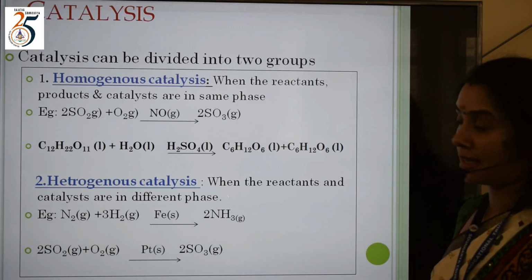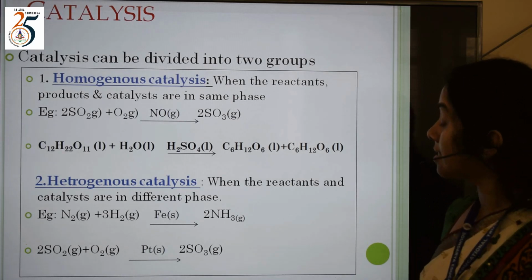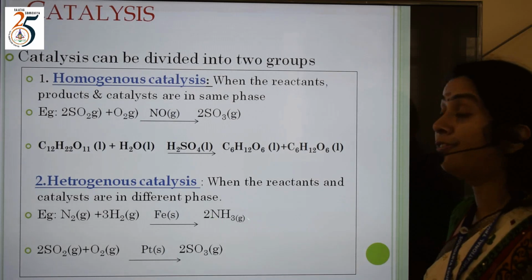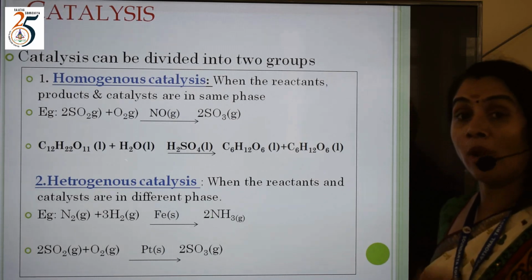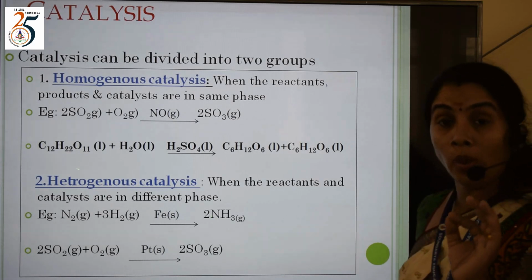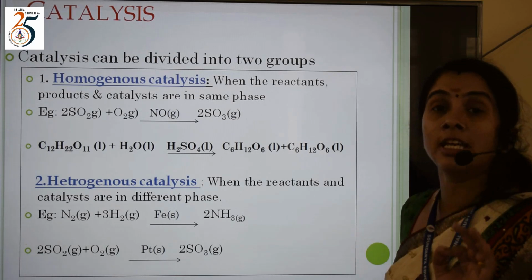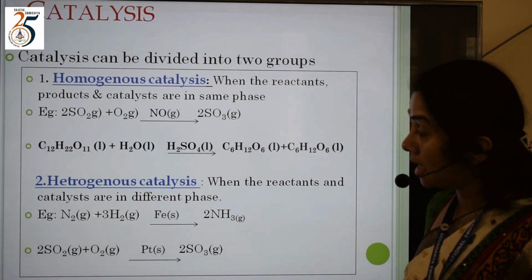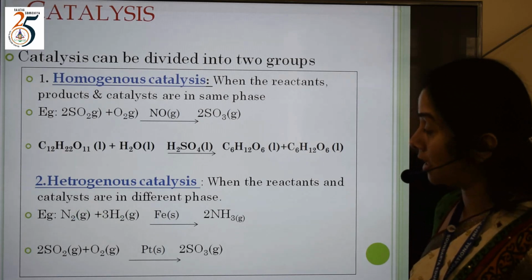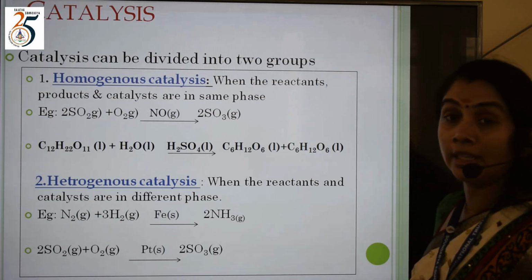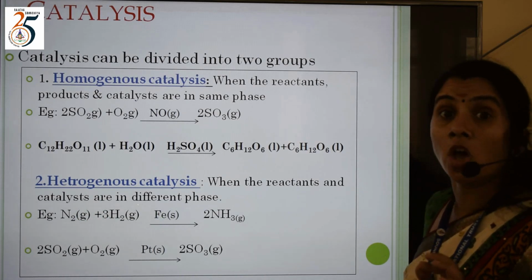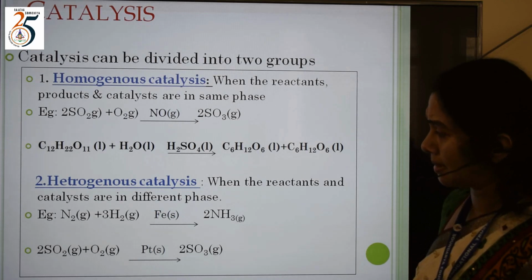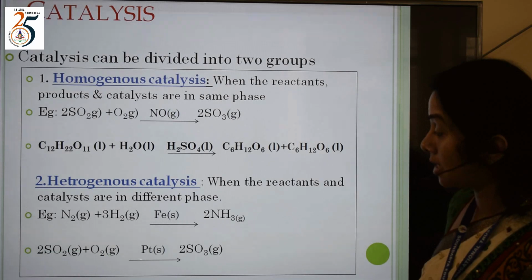Whereas heterogeneous catalysis means when the reactants and the catalyst are in different phases. Here also, while writing the example, it is very important to mention the physical state of the reactants and the catalyst. So for example, see, nitrogen gas plus hydrogen gas in presence of iron. Iron, the catalyst, is in solid state to give ammonia gas. Another example, see, sulfur dioxide gas plus oxygen gas in presence of platinum solid catalyst.